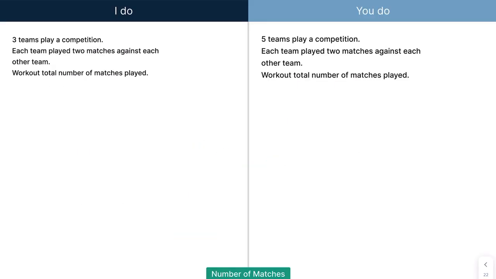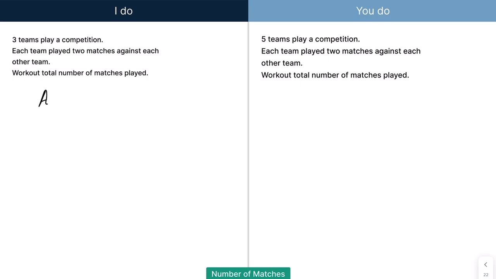Moving on, we're now looking at the number of matches. So we have 3 teams play a competition. Each team has 2 matches against each other team. Work out the number of matches played. So there is a formula we can use for this. So firstly, I'll show you how it works without the formula.